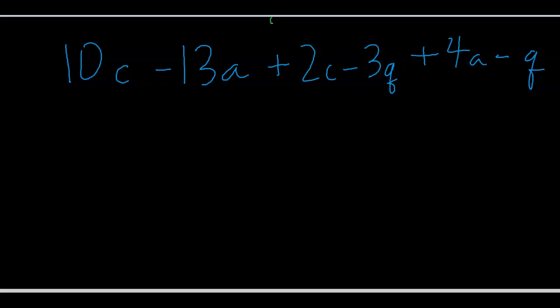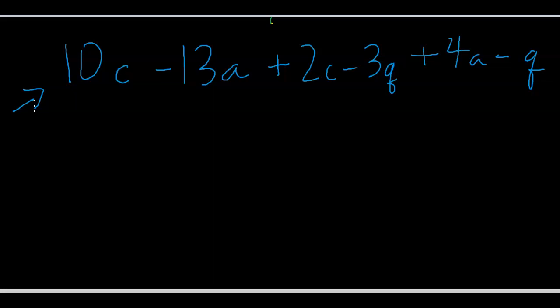Like, let's look where we are here. As always, we're going to start from the left and move to the right, just like we read words, right? So we start with positive 10c, then we're subtracting 13a, then we're adding positive 2c, then we're subtracting 3q, then we're adding positive 4a, and we're subtracting 1q. Remember, when there's no number written in front of a variable, we mean that to be one of those variables.